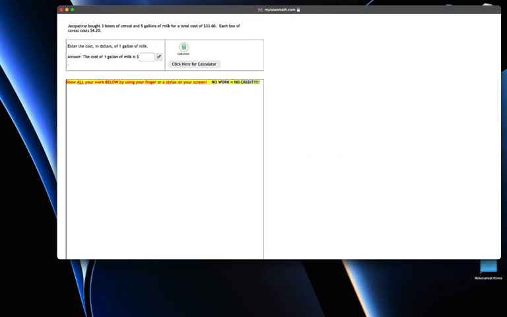In this problem, Jacqueline bought 3 boxes of cereal and 5 gallons of milk for a total of $33.60. Each box of cereal costs $4.20. So once again, Jacqueline bought 3 boxes of cereal. So if this represents each box of cereal, and remember, each of these boxes of cereal costs $4.20.